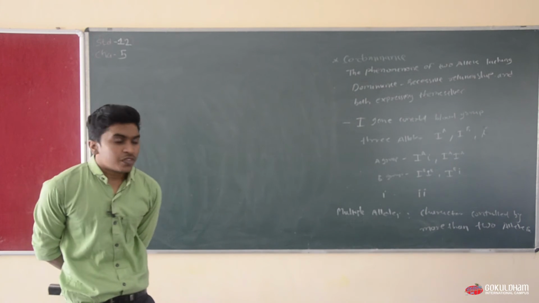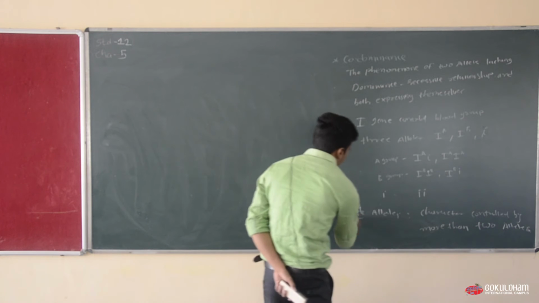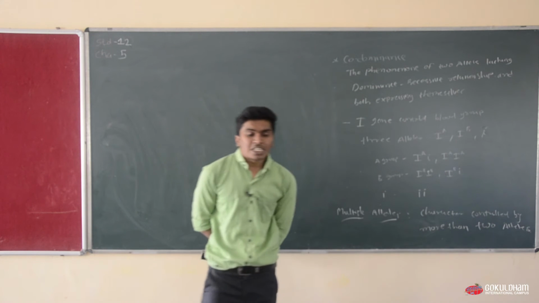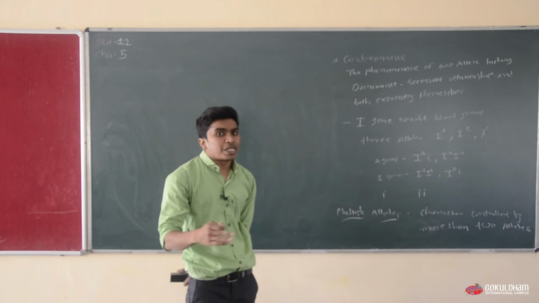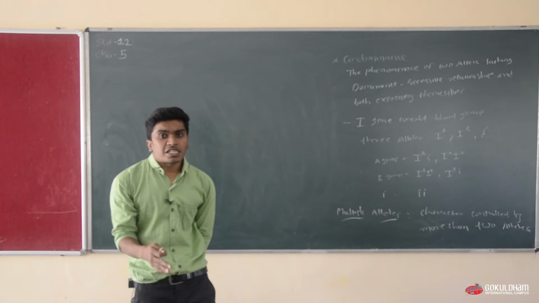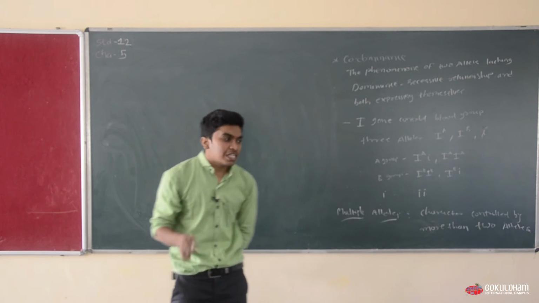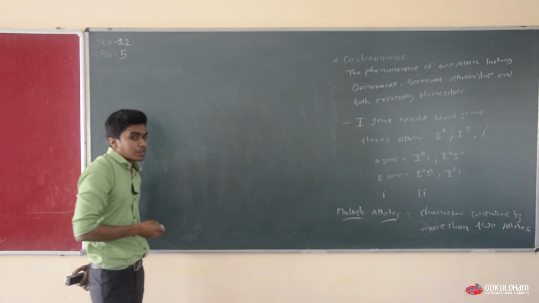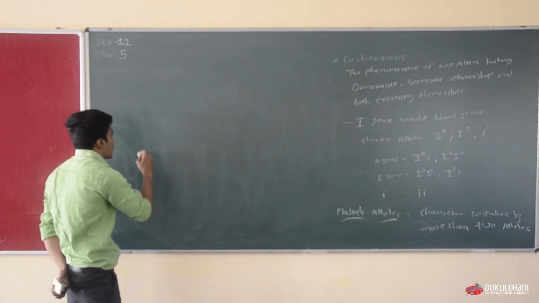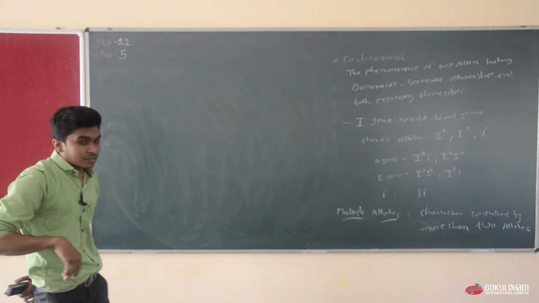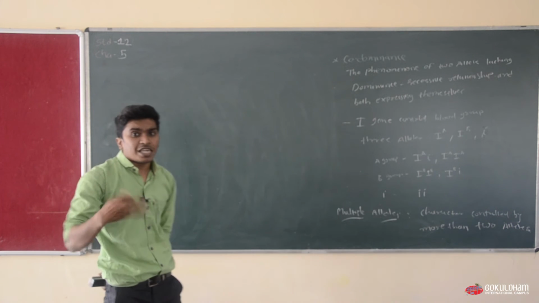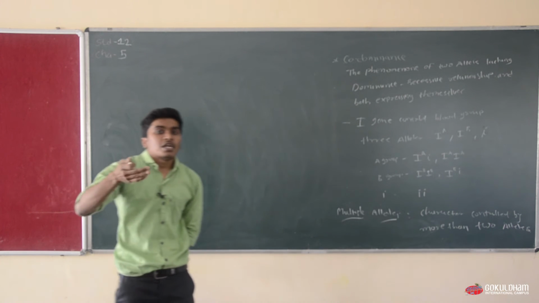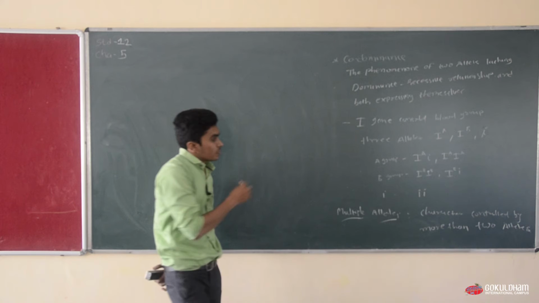And next one is multiple alleles. When more than two alleles control a particular character or trait, it is known as multiple alleles. The human blood group is also a very good example of multiple alleles, in which three alleles are responsible for human blood group.